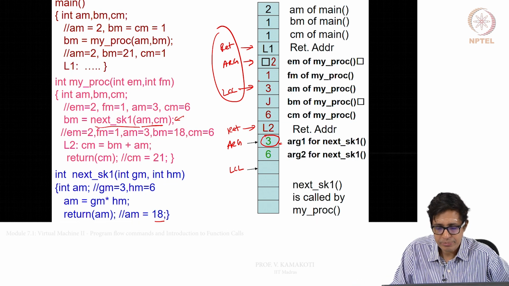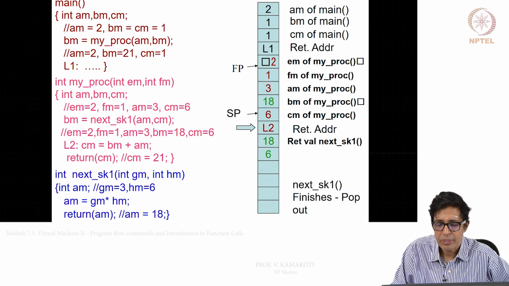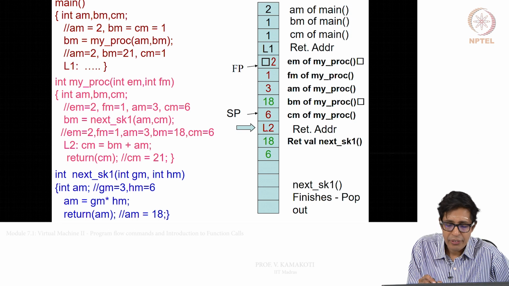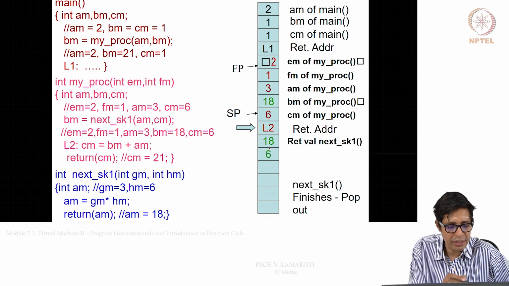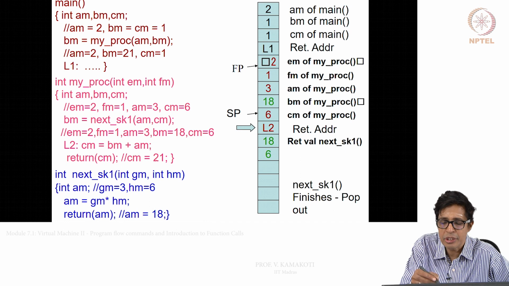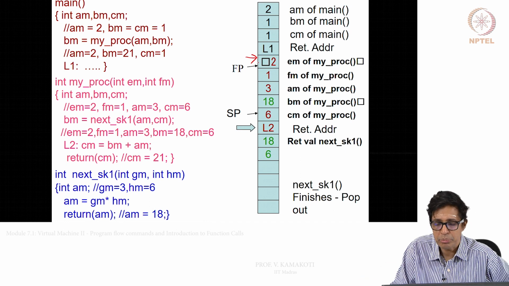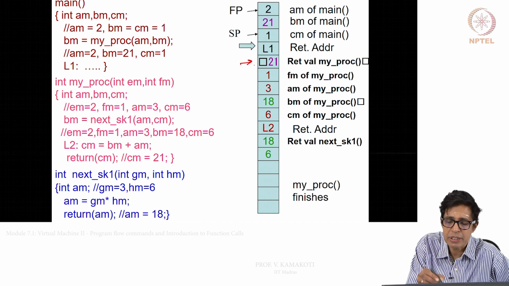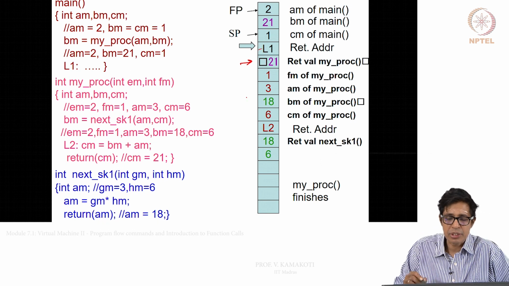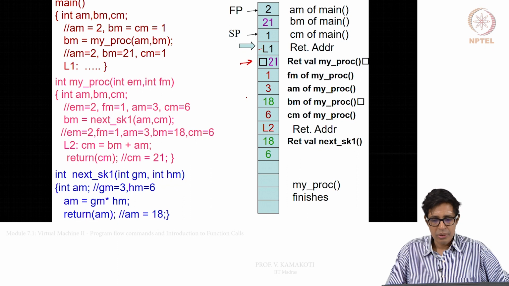The next, so myproc executes and it finishes, and when it finishes, whatever value it is going to return, it's going to return 21. That 21 it will go and put at this point, if you notice, just next to L1. So 21 is done. Now it will return to L1 and start executing. Okay.